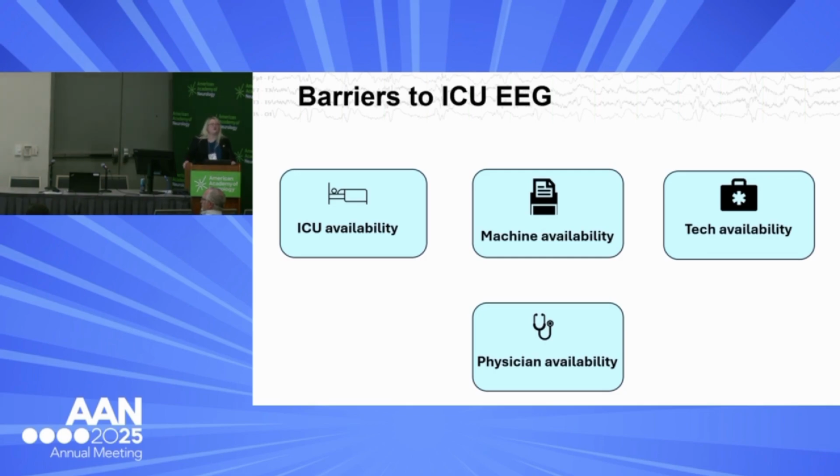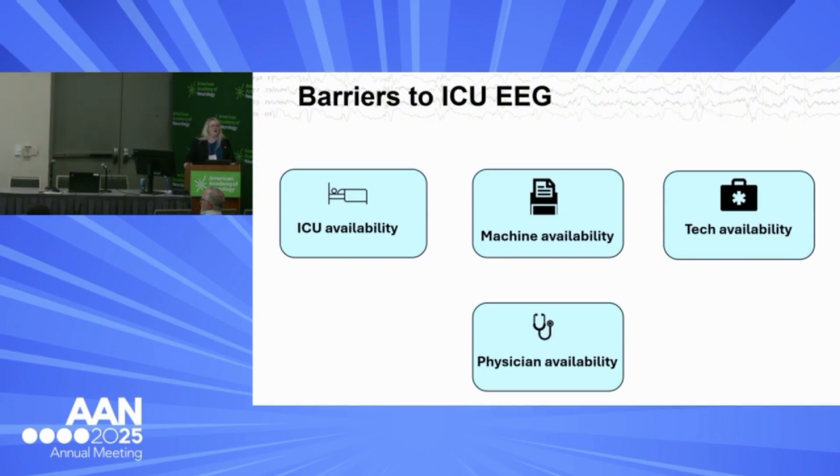So I want to focus a lot of the remainder of this discussion on some of the issues that are barriers to EEG in the intensive care unit. And when it comes down to it, there are a lot of different issues that can be barriers to EEG in the United States as well as abroad. One can be something as simple as ICU availability. Not every place has a neurologic intensive care unit. Those places that do, there may be limitations in machine availability.